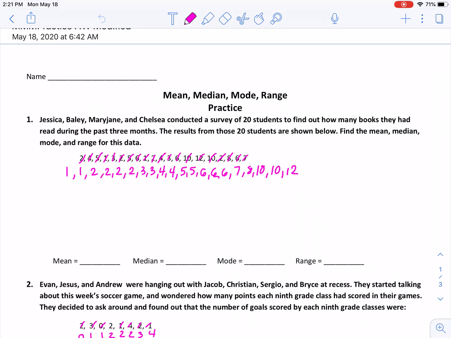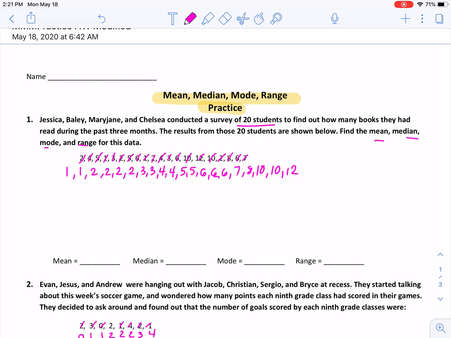All right, well, today we are going to look at the mean, median, mode, and range practice worksheet. So let's start. Number 1, Jessica, Bailey, Mary Jane, and Chelsea conducted a survey of 20 students to find out how many books they had read during the past 3 months. The results from those 20 students are shown below. Find the mean, median, mode, and range of the data.